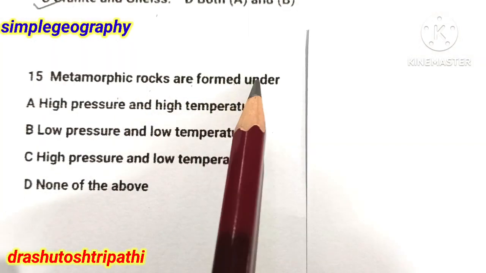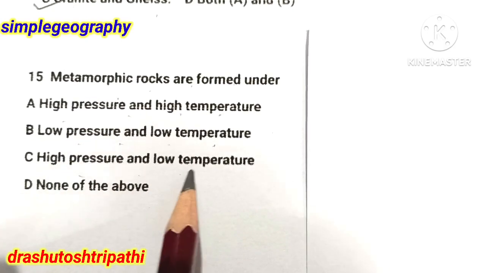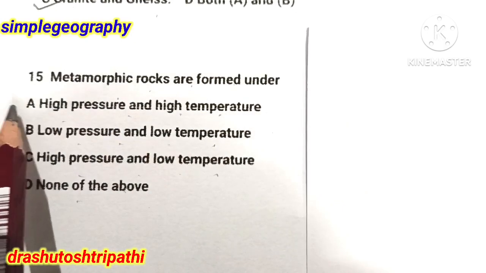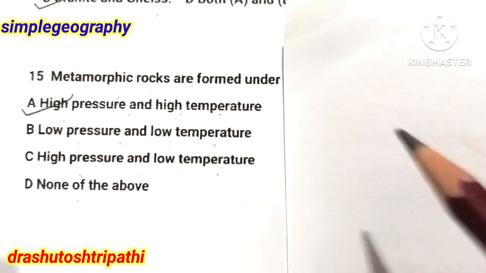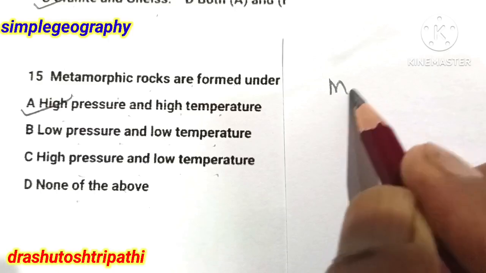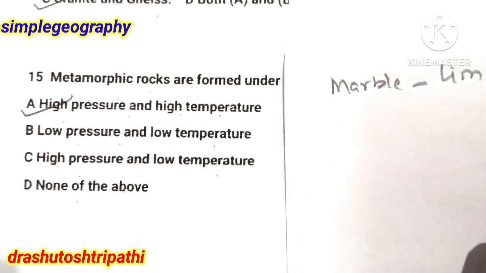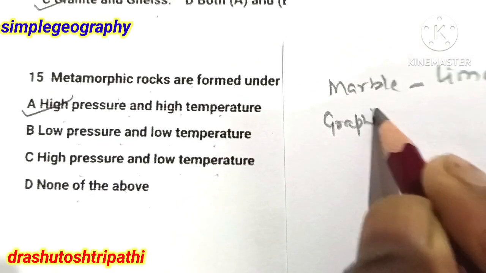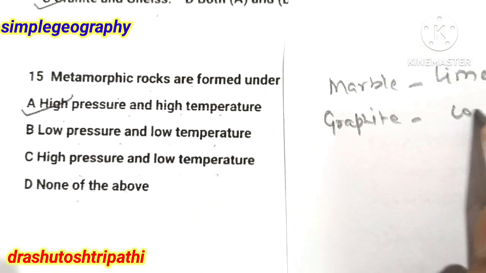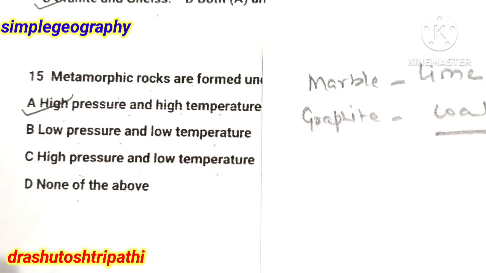Metamorphic rocks are formed under high pressure and high temperature, low pressure and low temperature, or high pressure and low temperature. The answer is A, high pressure and high temperature. What are examples of metamorphic rock? Marble, formed from limestone, and graphite, formed from coal. These are examples of metamorphic rocks.